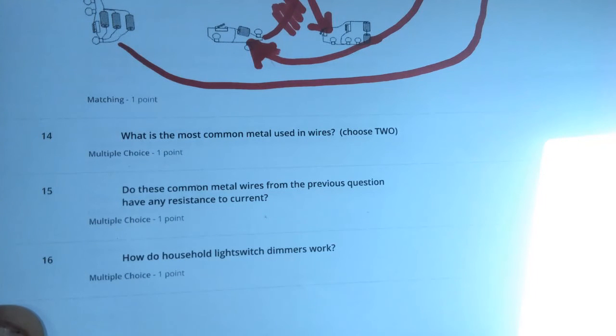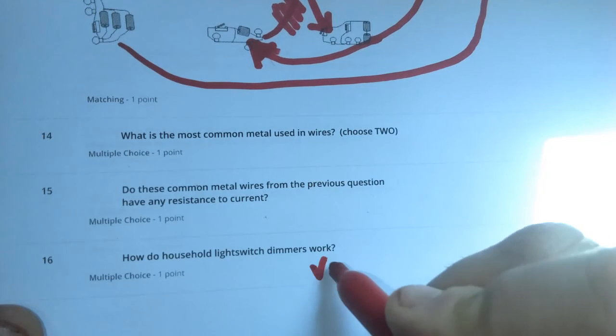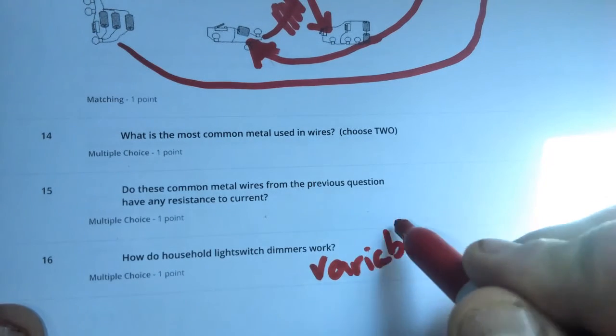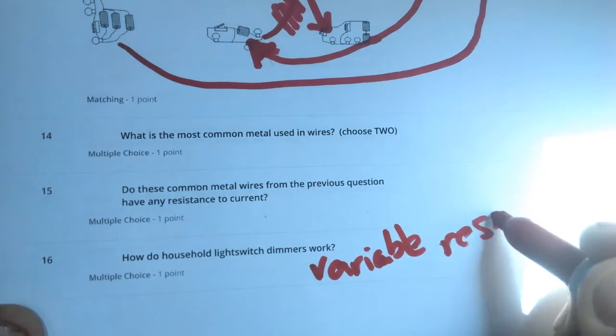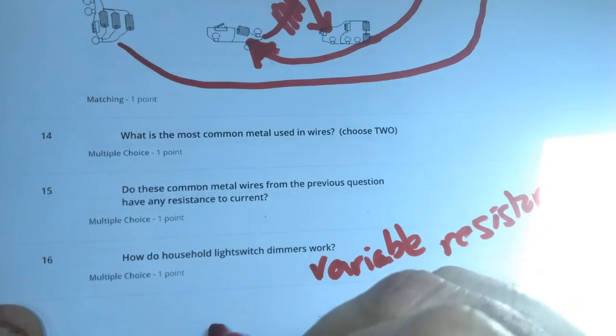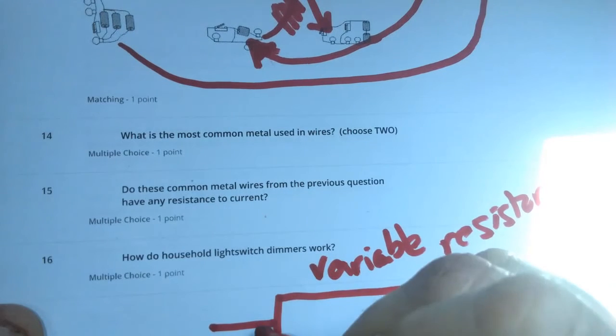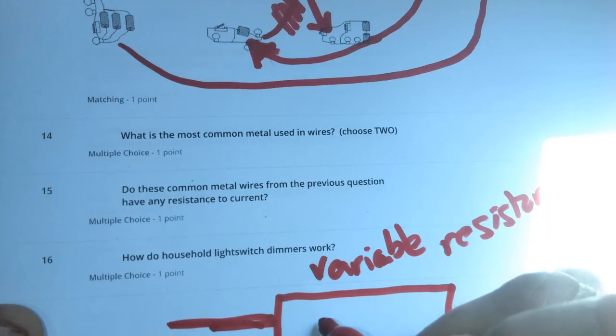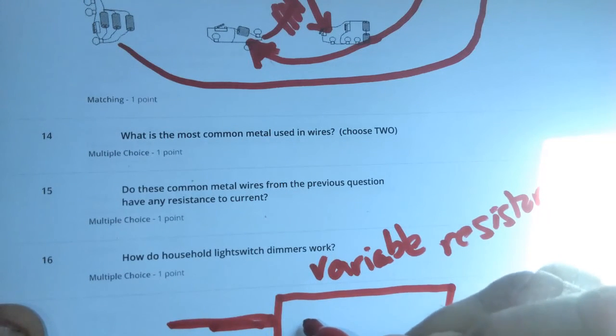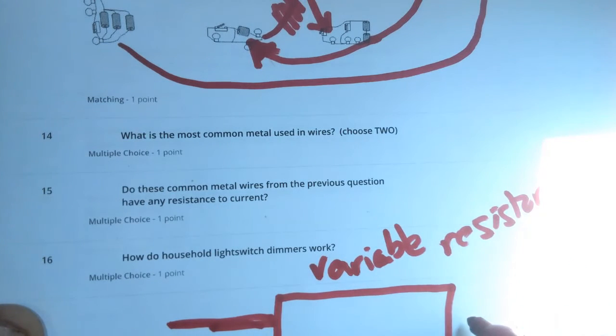How do household light switch dimmers work? That's with variable resistors. And let's draw a little diagram of that. So here you have a wire, and then here's your dimmer switch with, let's say, a slider back and forth, and then there's a wire going out of it.